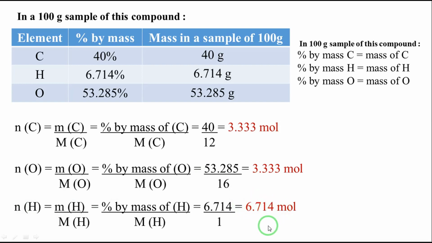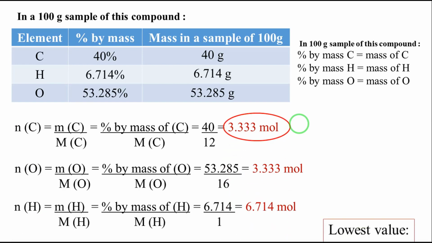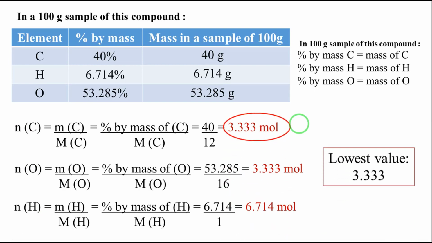Now you have to look at these three answers for the number of mole for carbon, oxygen, and hydrogen, and you will choose the lowest possible answer. So here the lowest value is 3.333. Now moving to the empirical formula, we say that the empirical formula is CaHbOc. So now we will calculate small letters a, b, and c.